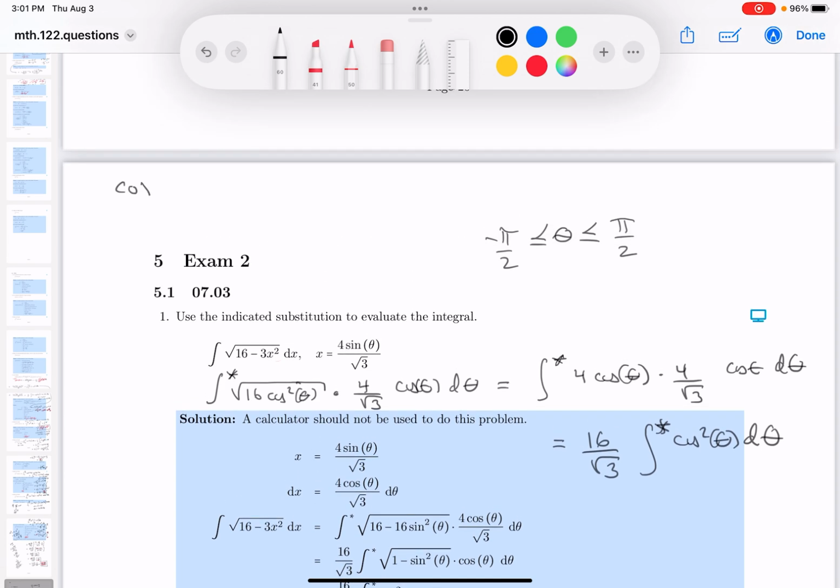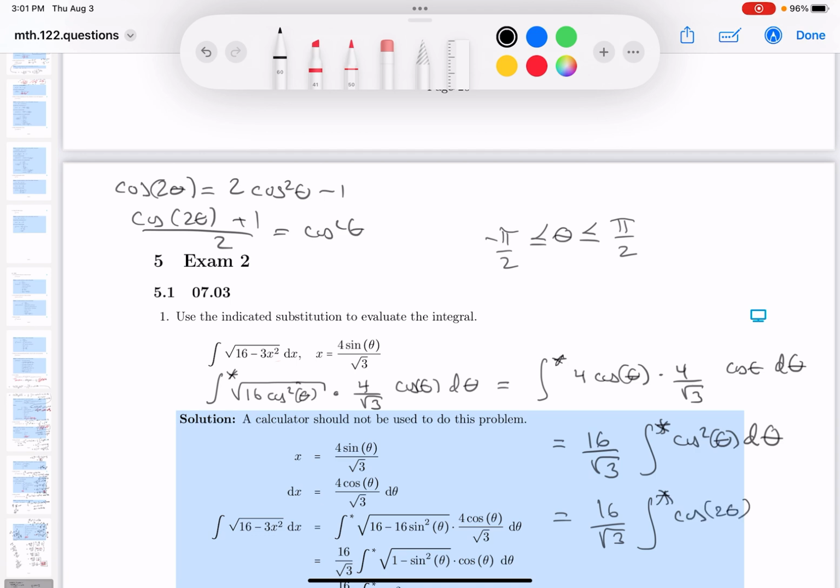The cosine of 2 theta is 2. There's 3 different identities for it. I'm going to use this one over here. That means cosine 2 theta plus 1 over 2 is cosine squared theta. I'm going to write that down now. What do you get? 16 over root 3, cosine squared is going to be cosine of 2 theta plus 1 over 2, and then I got the d theta.